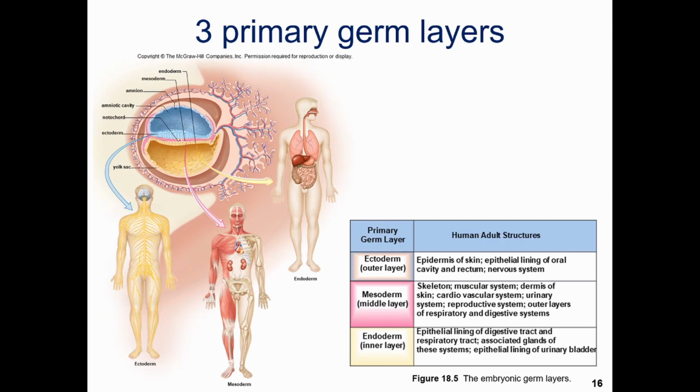The mesoderm is really where the majority of your guts come from. Your bones, your muscular system, the dermis of your skin, your cardiovascular system, your urinary system, your reproductive system, the outer portions of your respiratory and digestive systems all come from the mesoderm. And then the endoderm, the very inner portion, is the inner lining of your digestive tract and your respiratory tract, the glands that are associated with both respiratory and digestive systems, and the inner lining of your bladder are all coming from the endoderm.